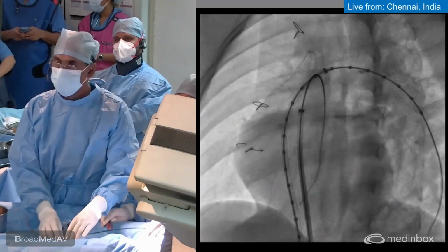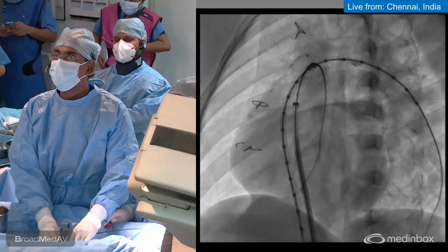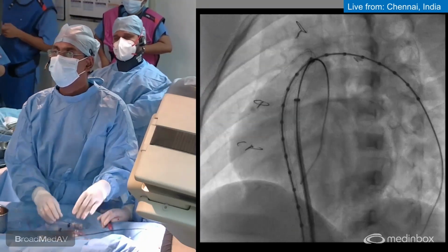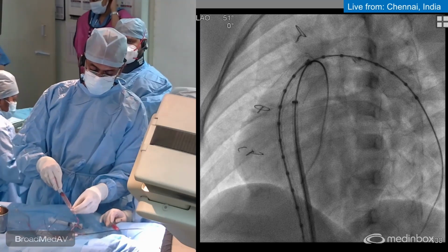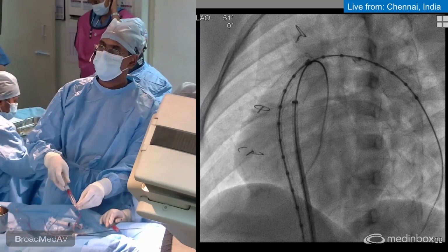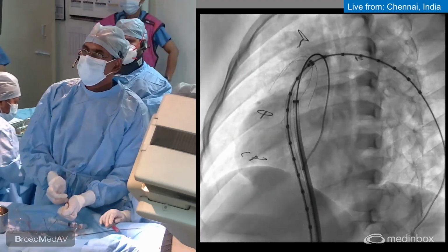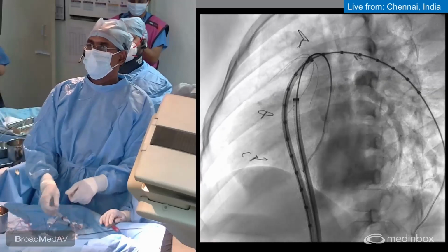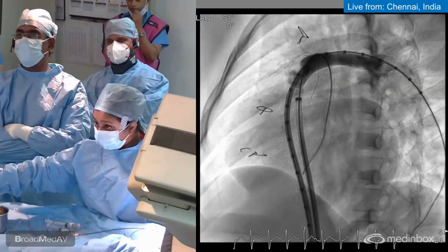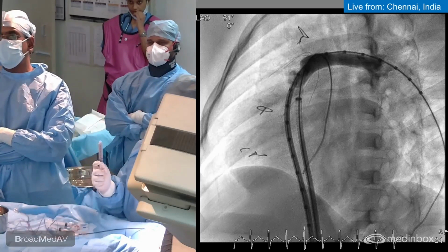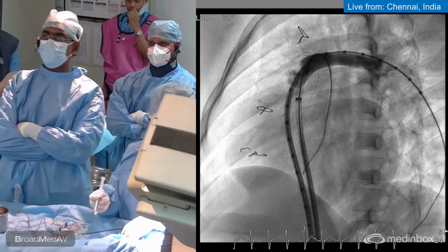Should we change any view since there was some overlap in the previous angio? But now that I have gone a little inside, the contrast will go only into the left now. I hope so. Let's have a look. Can you freeze it? Okay. I think we have a reasonably good quality image.